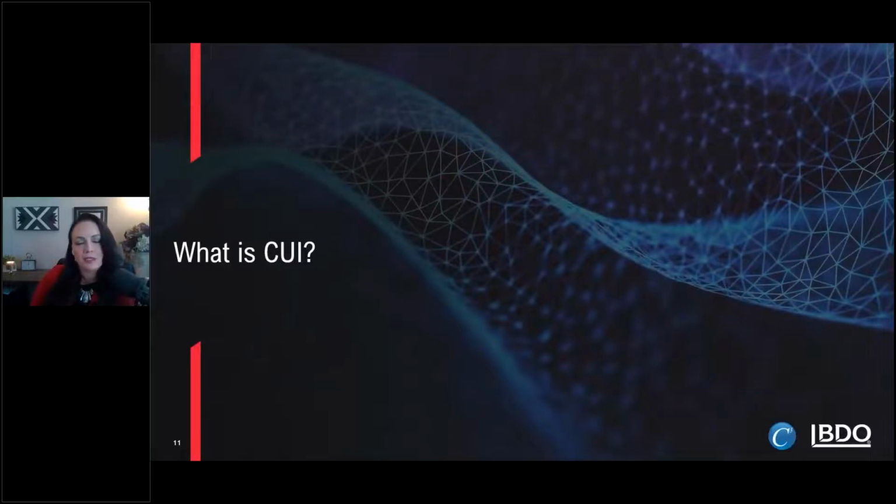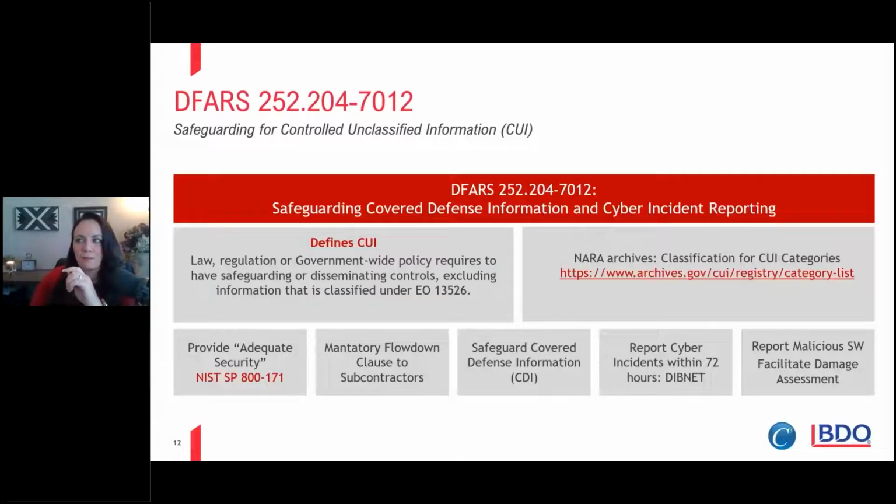So what we want to do next is start to get into what is CUI. So now that we have a good threshold for FCI, we want to start tapping into CUI. And so what we want to do is look over that next clause. So we started with the FAR clause. Now we're going to dig a little deeper into the Department of Defense Defense Federal Acquisition Regulation Supplement Clause 252-204-7012, or a lot of times I casually reference it as DFAR 7012, so you'll probably hear me reference it as that.